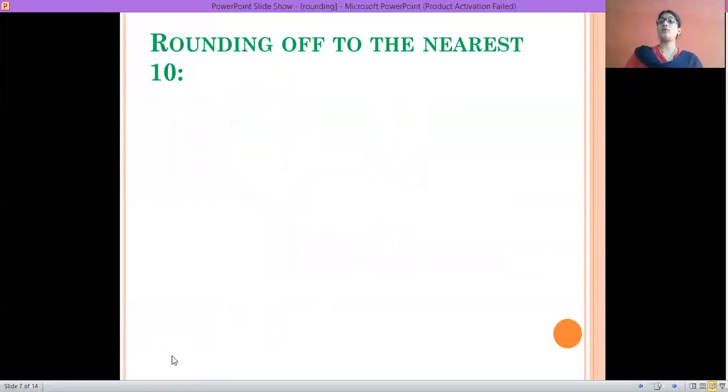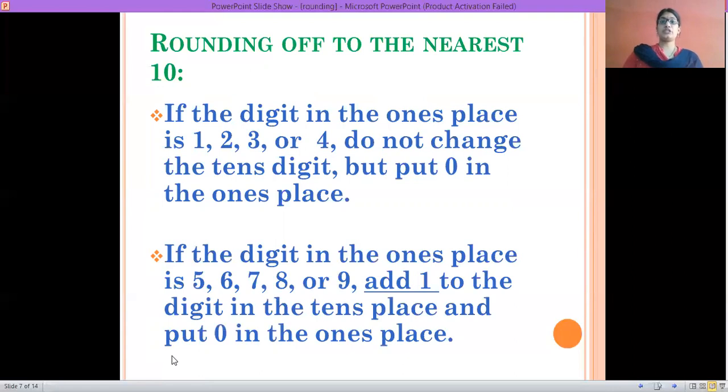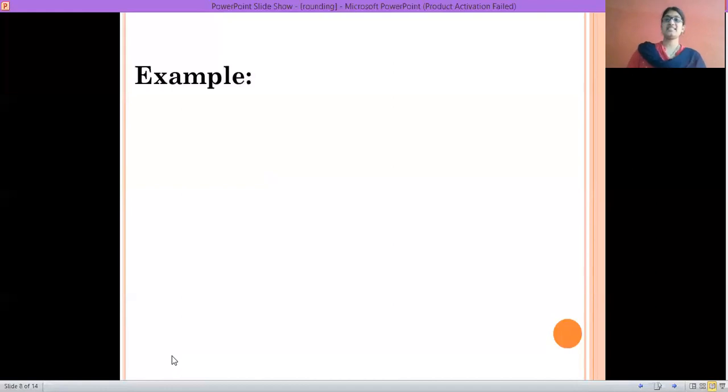So what is this rounding off to the nearest 10? If the digit in the ones place is 1, 2, 3, 4, do not change the tens digit but put 0 in the ones place. If the digit in the ones place is 5, 6, 7, 8 or 9, add 1 to the rounding digit, which is there in our tens place, and put 0 in the ones place. We'll see one example, children.